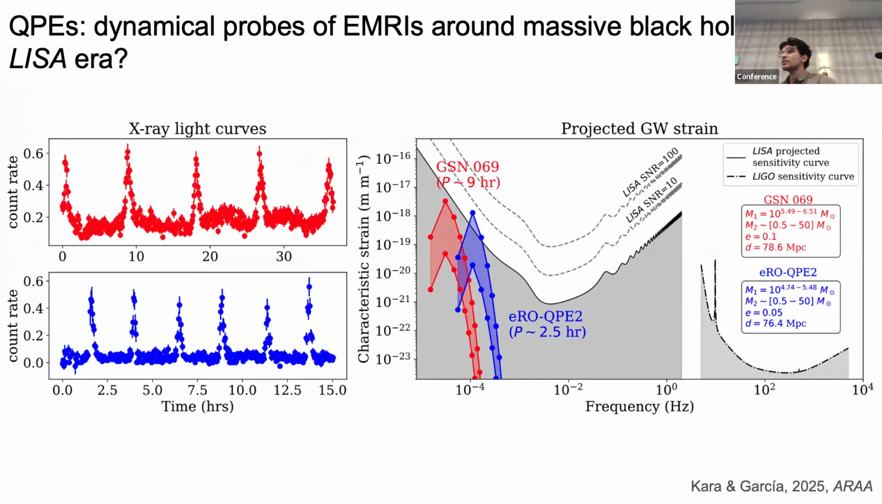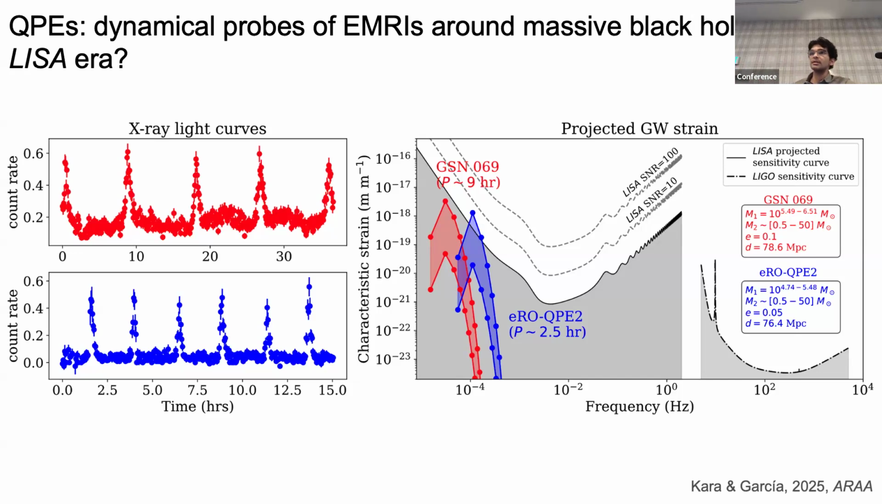EMRIs are an extremely convenient limit of the two-body problem in general relativity, because you can solve the problem analytically by treating the secondary perturbatively. And this is why they're one of the main science pillars of the LISA mission.